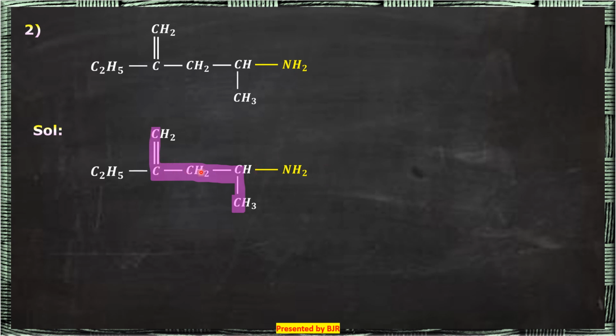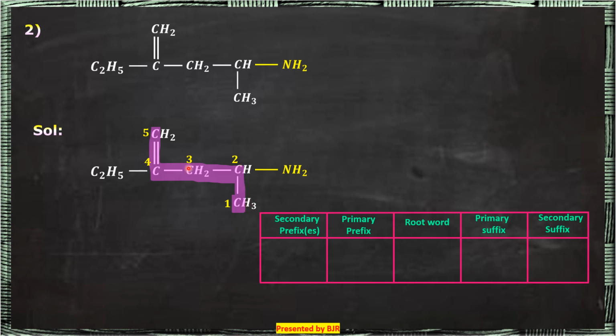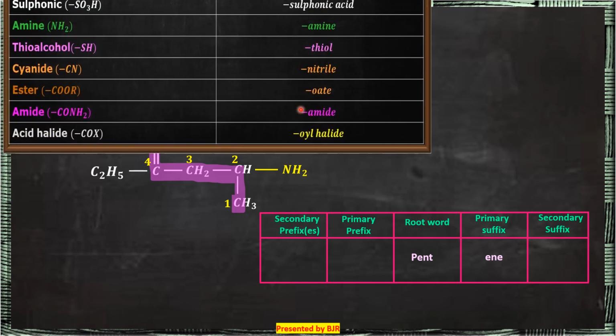After selection of the parent chain, we have to number the carbon atoms in the parent chain in such a way that the carbon atom attached to the functional group should get the lowest possible number. For that reason, I am numbering the chain from bottom to top. In this parent chain, 5 carbon atoms are there. So the root word is pent. Primary suffix is ene, double bond is there. Secondary suffix is, you can see here, for the amine functional group, the secondary suffix is amine.